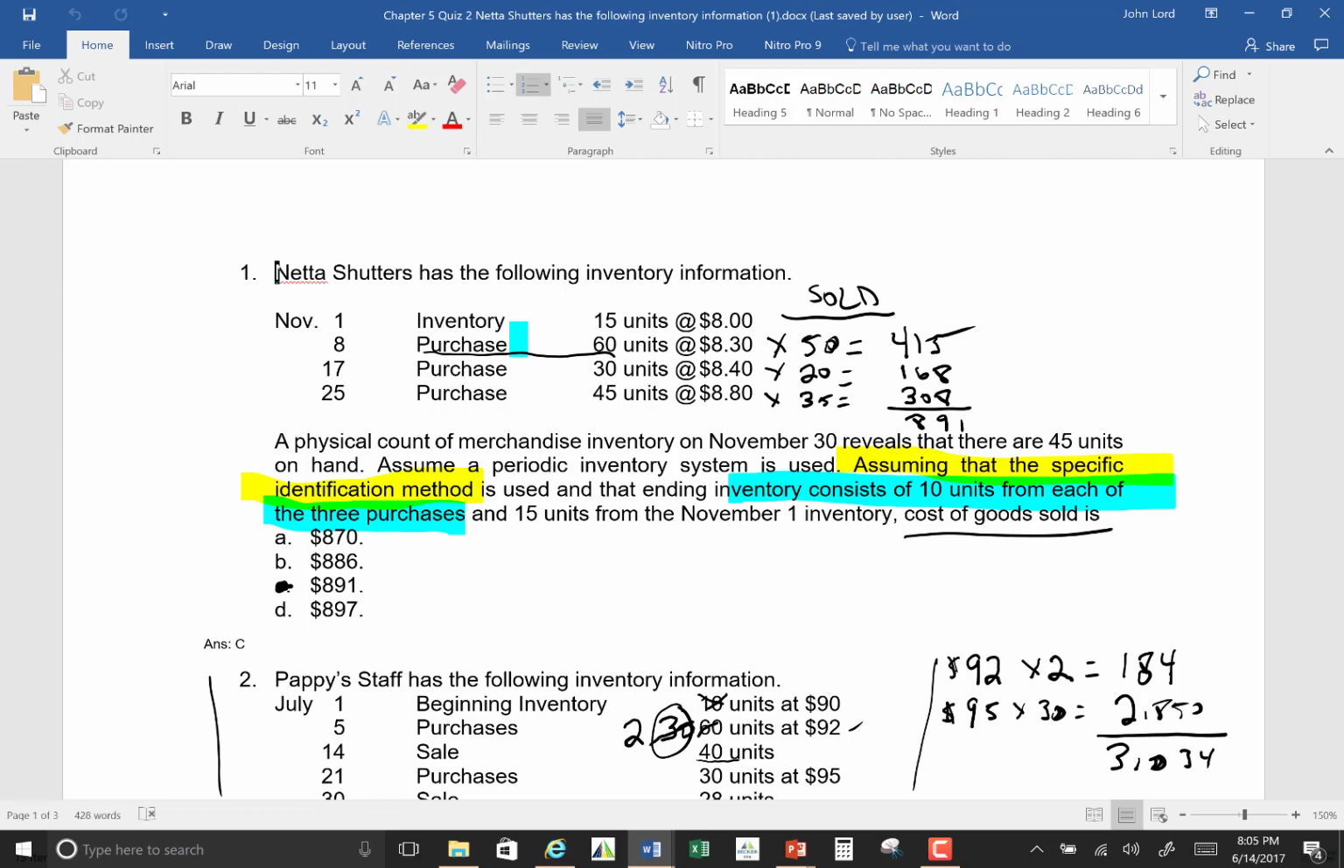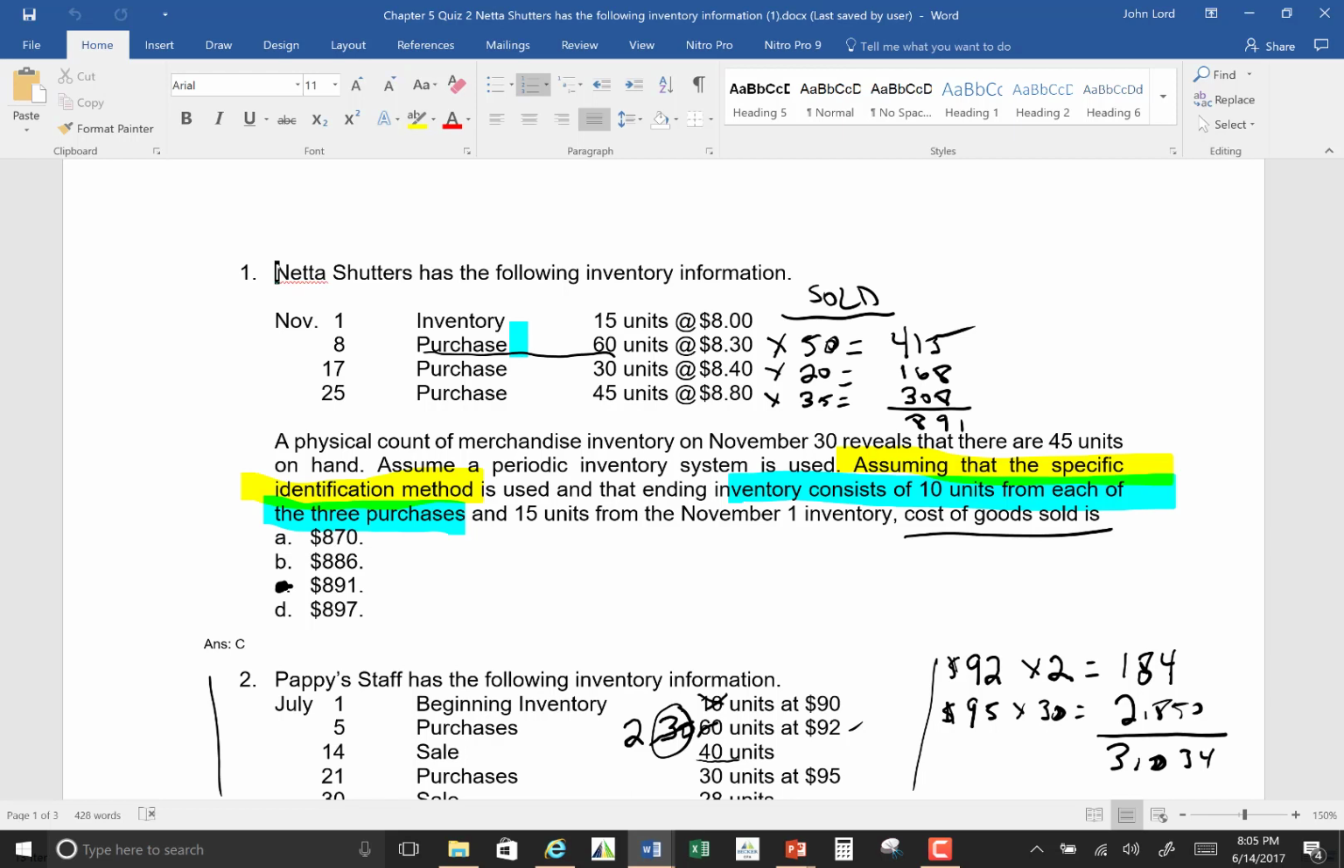Well, if ending inventory consists of 10 units from each of the purchases, and then the entire 15 units are still here, then my cost of goods sold must be 50 units from the November 8th purchase, 20 units from the November 17th purchase, and 35 units from the November 25th purchase, because they told me there's only 10 left of those, and they told me all 15 of the other ones from that first amount are left, right? So to get cost of goods sold, I simply take those prices and multiply them times the numbers that I must have sold if there's only 10 left from each batch, right? And the 15 from the first batch.